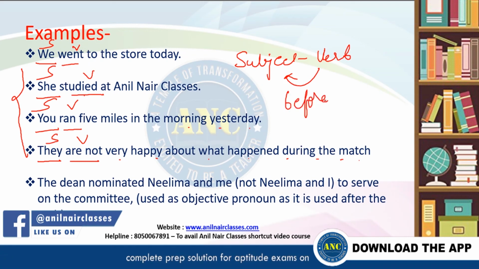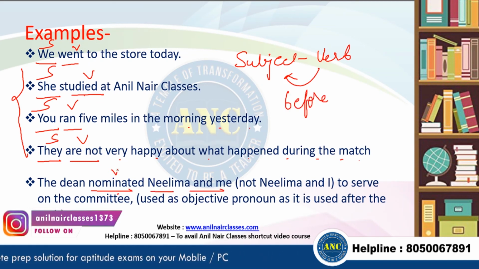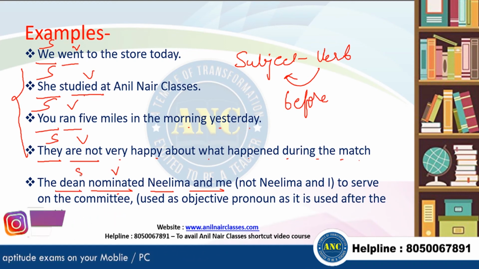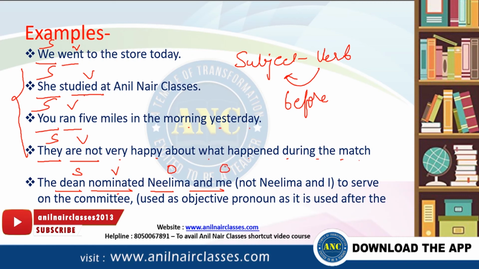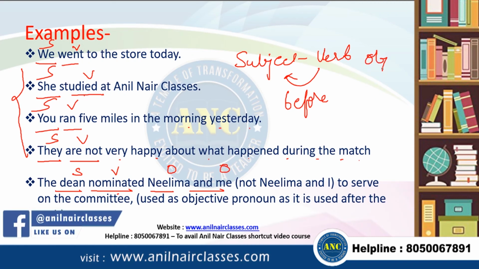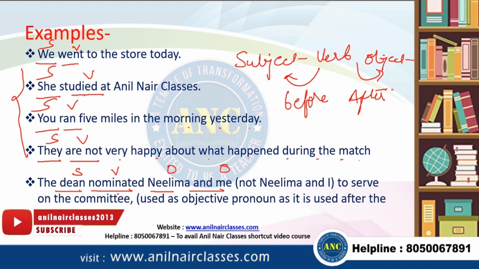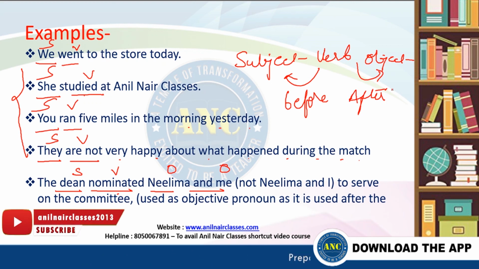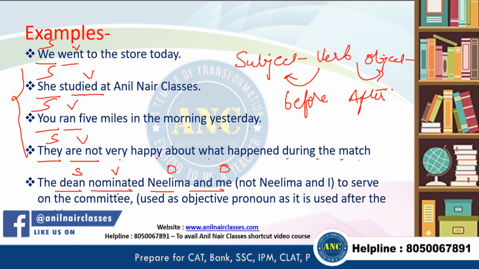Then we have, the Dean nominated Nilima and me. So nominated is the verb. Who nominated? The Dean nominated. The Dean nominated whom? Nilima and me. So these are the objects. So me is placed after the verb. So the object pronoun is placed after the verb. Clear? I hope the point of this slide is clear, that the subject pronoun is placed before the verb. The object pronoun is placed after the verb. Fine.